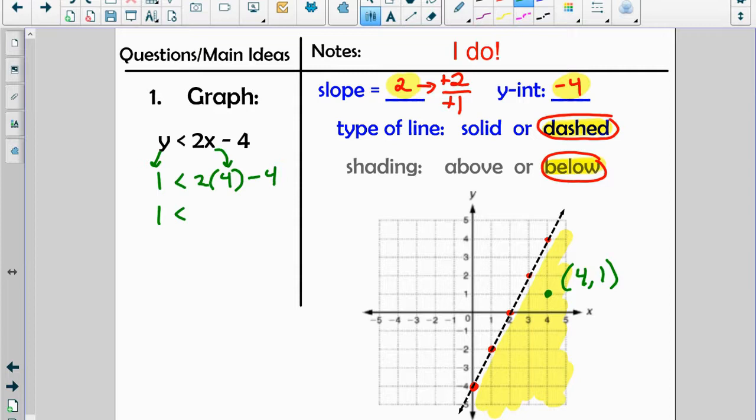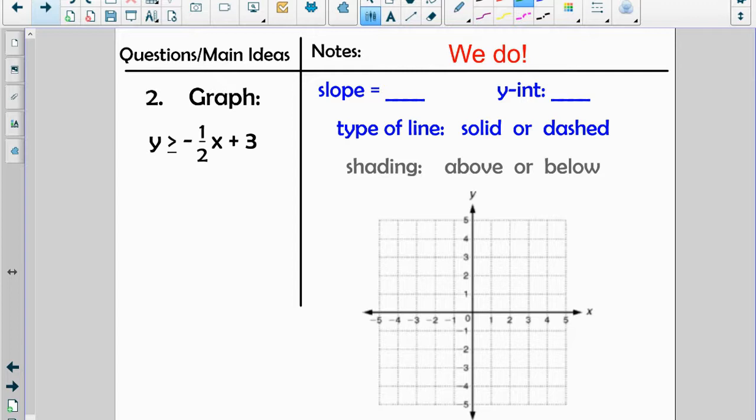And now I want to just test and see if this is true or false. So 2 times 4 is 8, and 8 minus 4 is 4. I get the inequality that 1 is less than 4, which is, of course, true. So what does that mean because it's true? It just confirms that (4, 1) is, in fact, a solution to this inequality. And then we see that on the graph because it's on the shaded side also. The shading represents all of the solutions, even the ones that contain decimals and fractions.